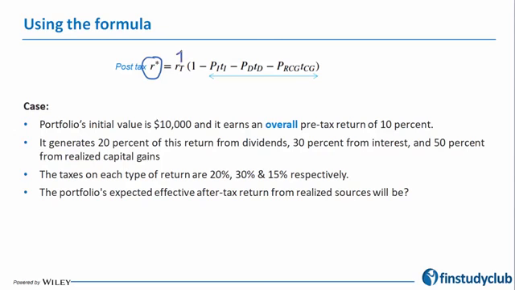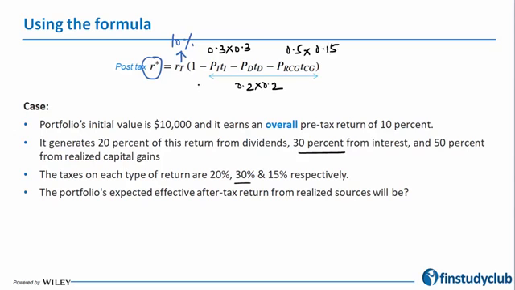Now this return is a pre-tax return, so you get 10% here, and this bracket needs to be understood well. PITI is basically the proportion of the interest. How much is the proportion of the interest? 30%, which is 0.3, multiplied by the tax rate, which is 30%, again 0.3. Similarly, this dividend is 0.2 multiplied by 0.2, and this capital gain is 0.5. PRG stands for the proportion of the total return from the capital gain, and TCG stands for the tax rate, which is 0.15.